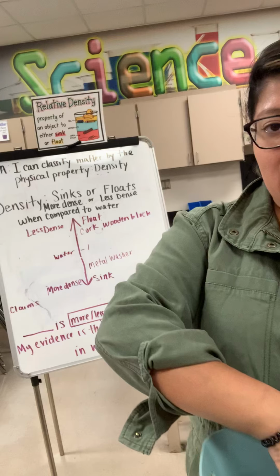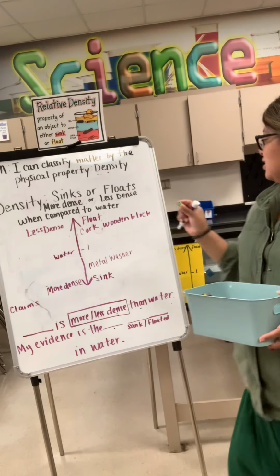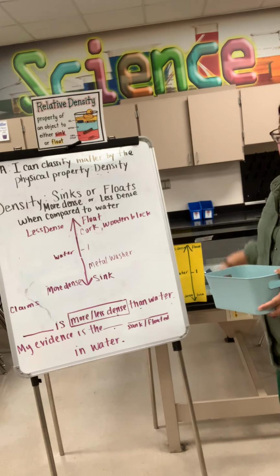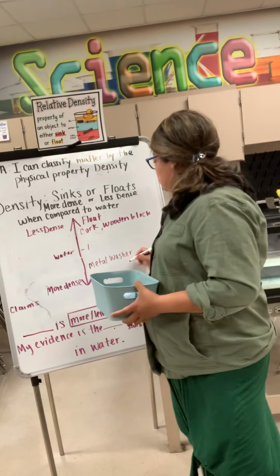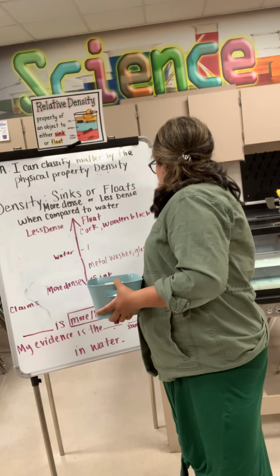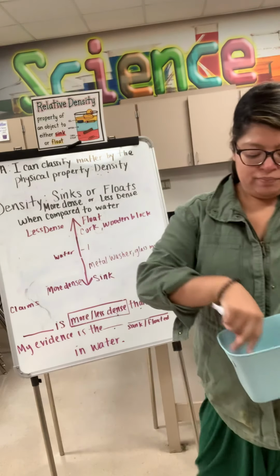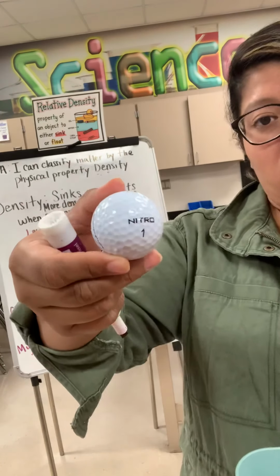Next, we have a glass marble. Is the glass marble going to sink or float? Let's test it out. It's going to sink, so that means it is more dense than water. So we have a glass marble is more dense.